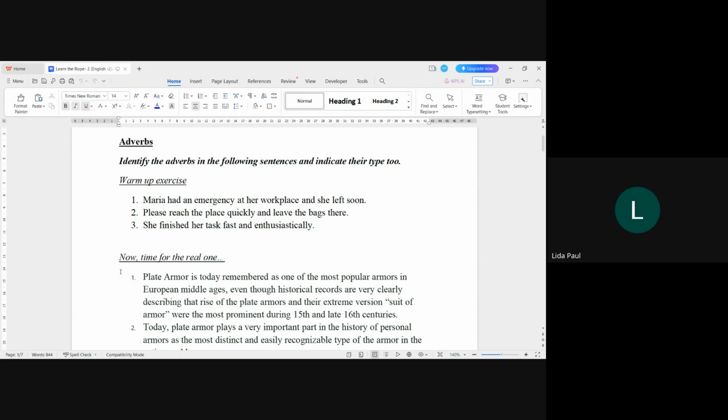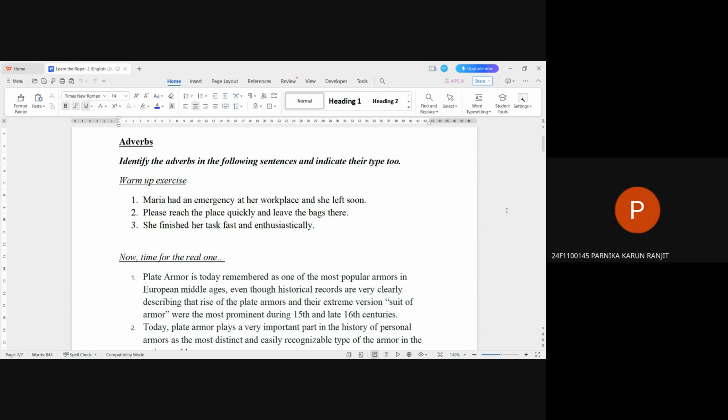So the first question that you have here: Maria had an emergency at her workplace and she left soon. Could you pick out the adverbs for me here? Some of them, even if they overlap with the four types we just mentioned, it's all right. But in the traditional sense, as manner, place, time, frequency, reason, purpose, you can use that classification to identify the adverbs here. So, in the first sentence, which ones do you think are the adverbs?